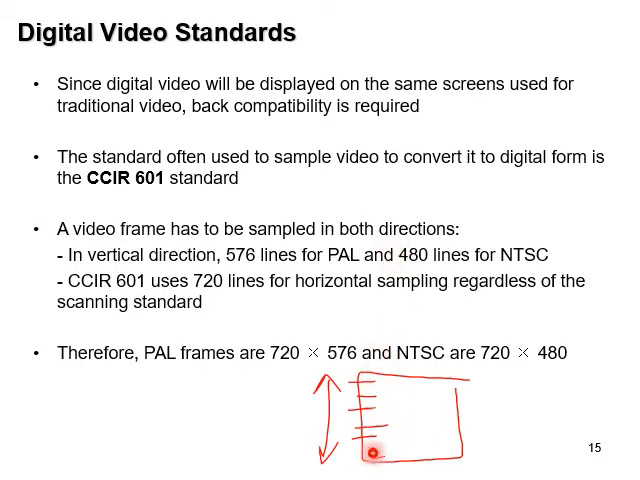Now, how about the number of columns here? The CCIR-601 actually uses 720 samples for horizontal sampling regardless of the scanning standard. So regardless of whether the scanning standard was PAL or NTSC, we will have 720 columns. So for PAL frames, you have 720 by 576, and the NTSC also will have 720 by 480. So this is the first thing, in terms of the size of the image itself.